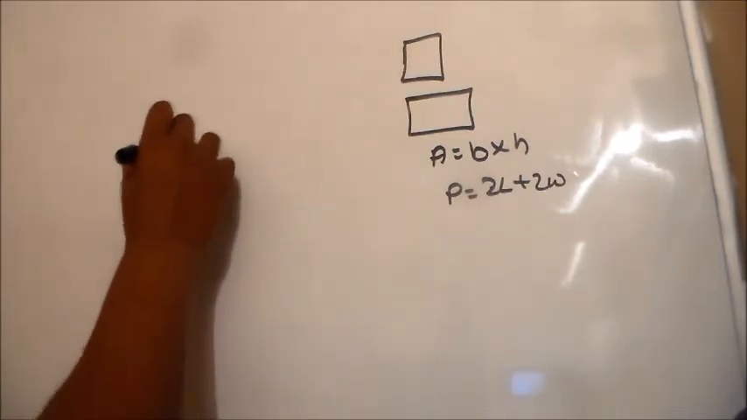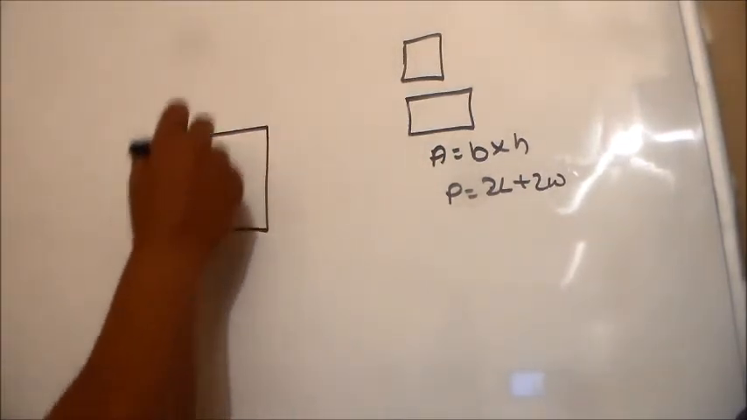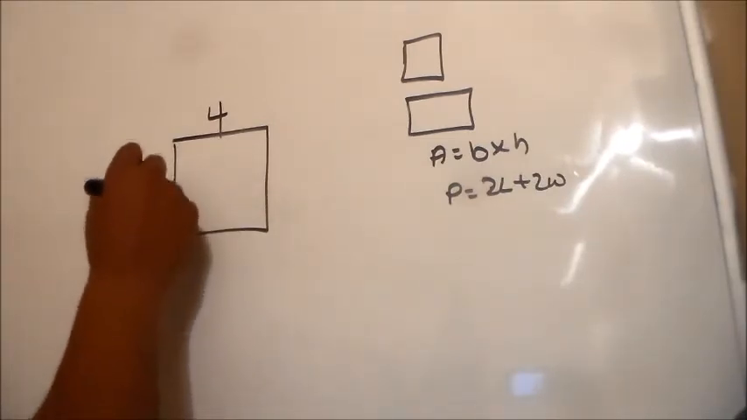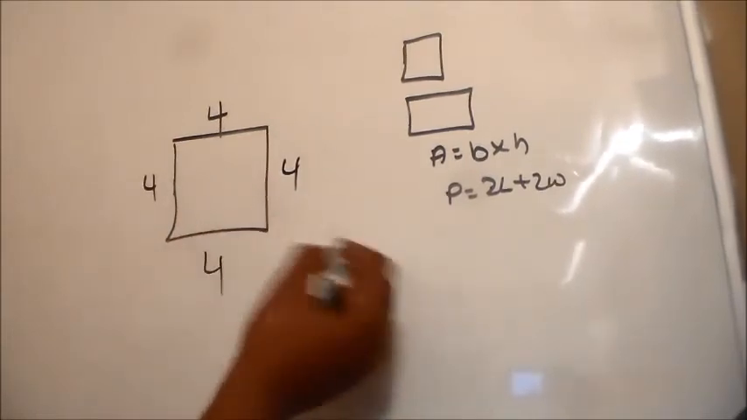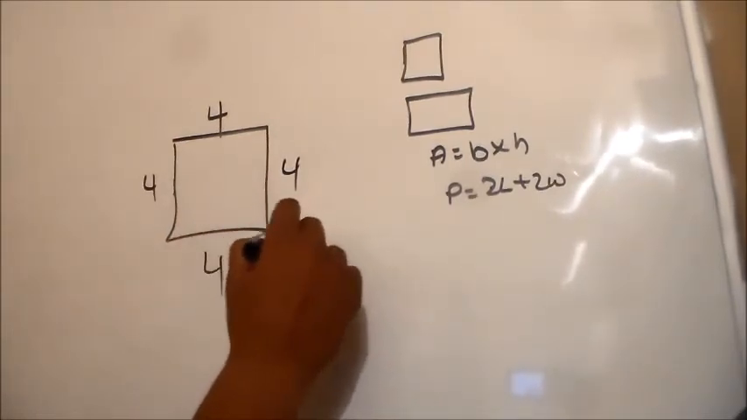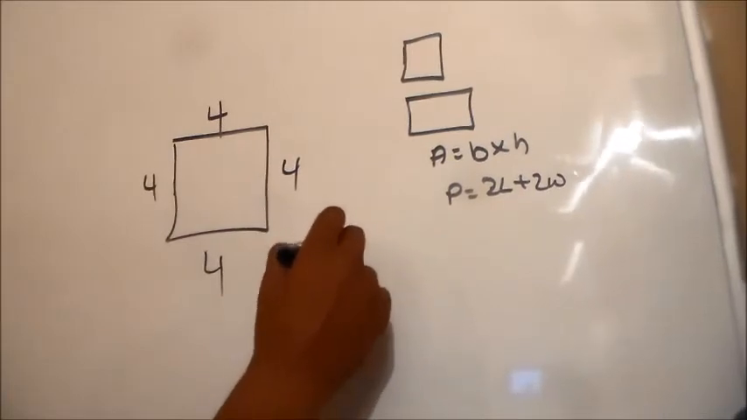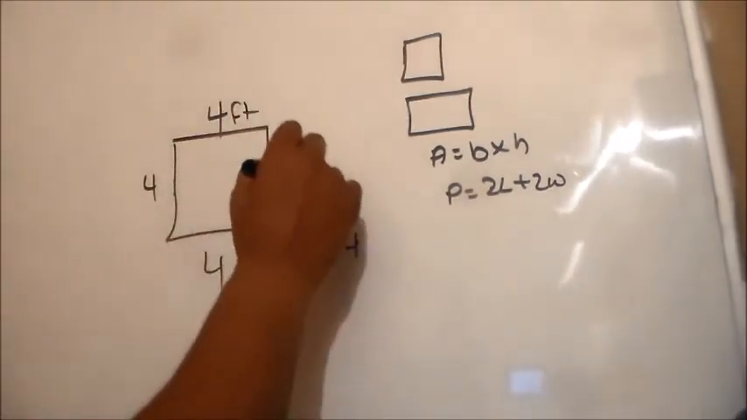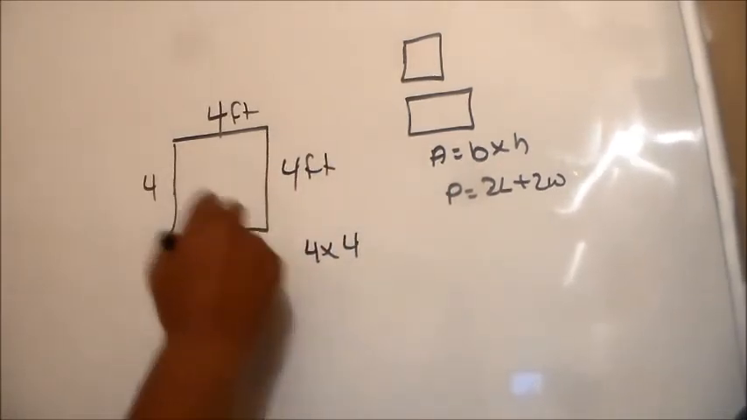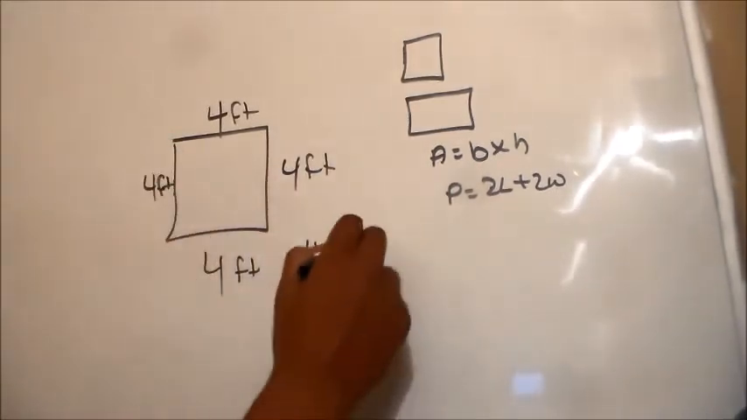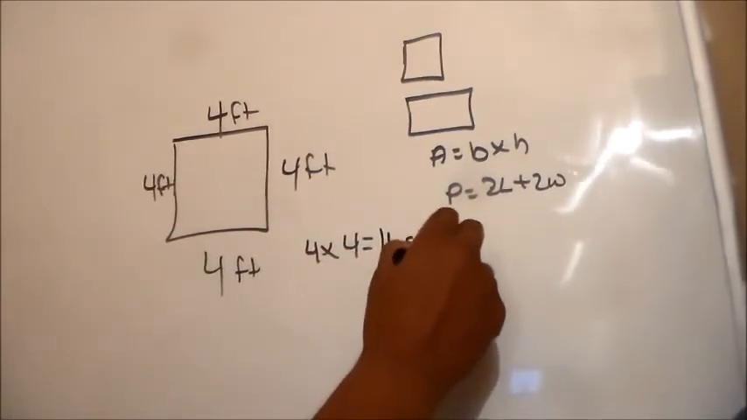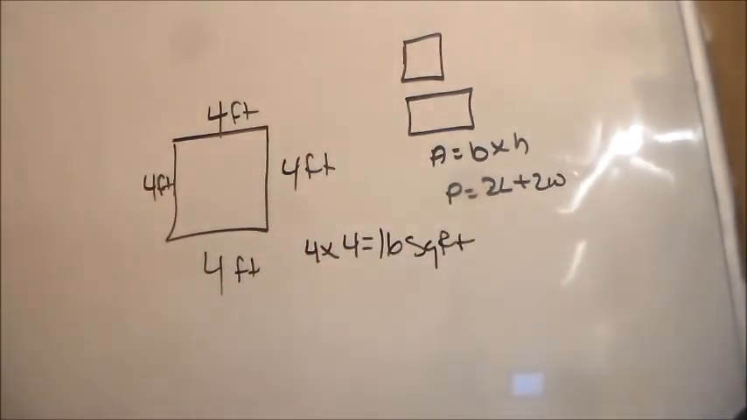Let's see, we have a square and all sides are 4. We're going to find the area. All these sides are 4 if it's a square. So it's going to be base, which is 4, times height, which is 4. And let's just say these are feet. Area is going to be 16 square feet. Okay?